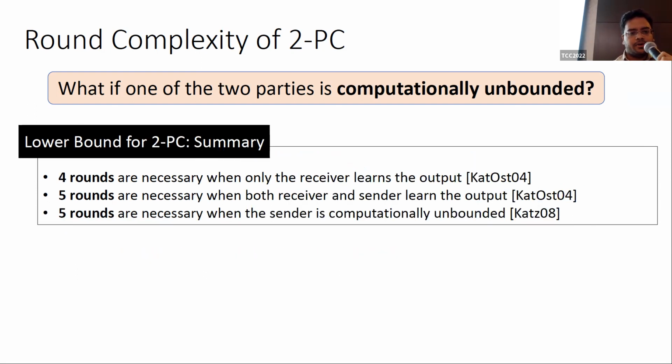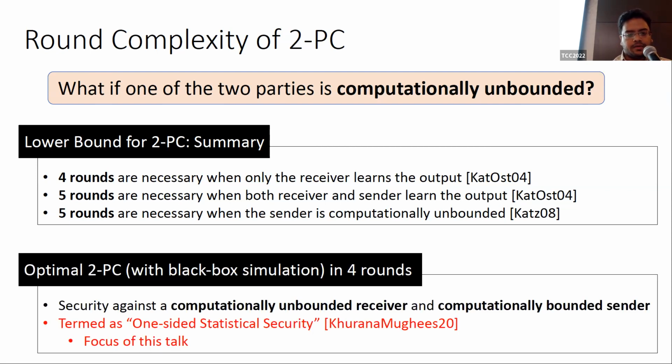So this is the summary of the lower bounds. 4 rounds are necessary when the receiver learns the output. 5 rounds are necessary when both parties receive the output. And 5 rounds are also necessary when the sender is computationally unbounded. So then what can we achieve in 4 rounds?